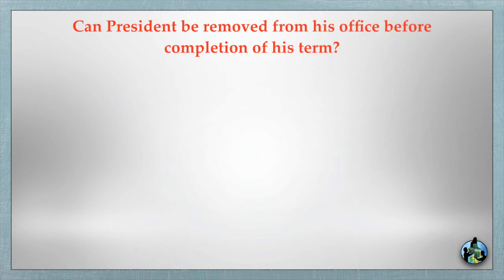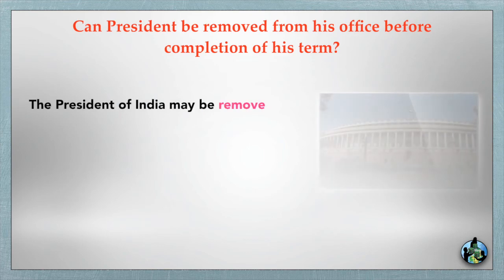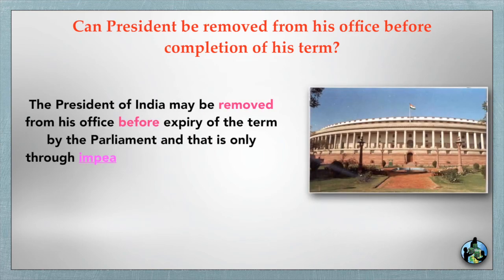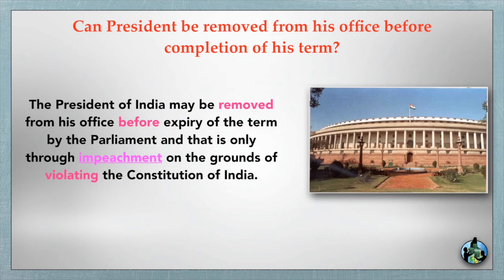Last but not the least, that is, can President be removed from his office before completion of his term? The President of India may be removed from his office before expiry of the term by the Parliament, and that is only through impeachment on the grounds of violating the Constitution of India. I will discuss impeachment in my next video in detail, so keep watching. So this is all about a brief account of the President of India.